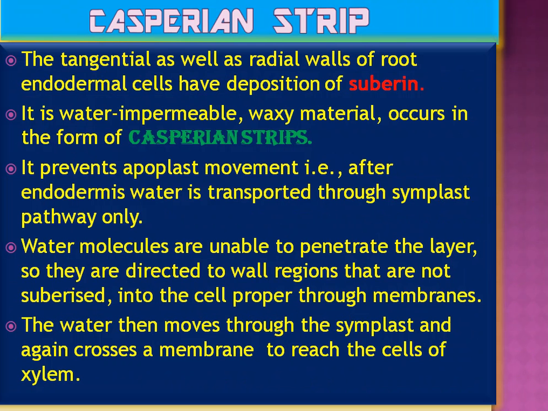Water molecules are unable to penetrate the layer, so they are directed to wall regions that are not suberized into the cell proper through membranes. The water then moves through SYMPLAST and again crosses a membrane to reach the cells of xylem.